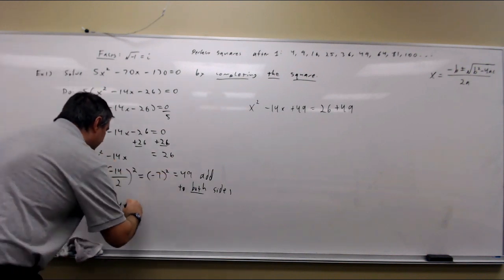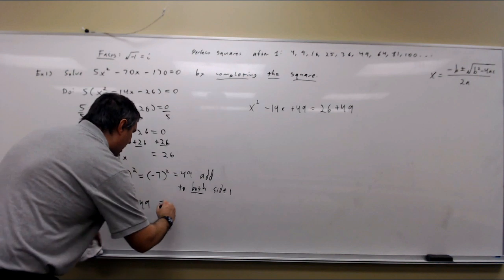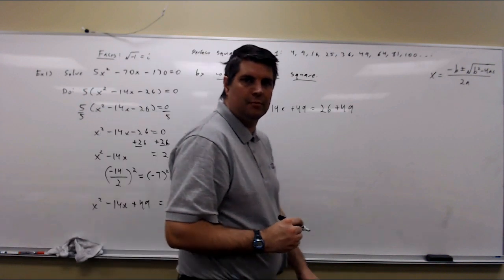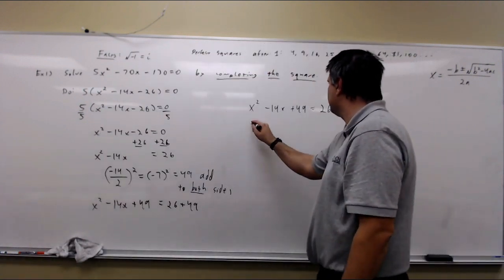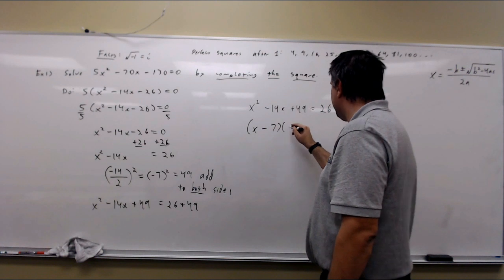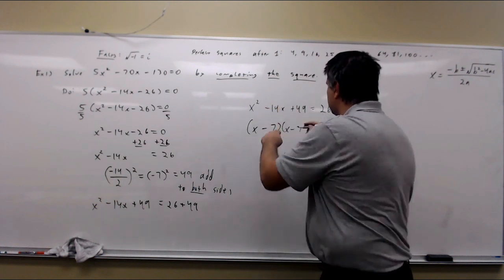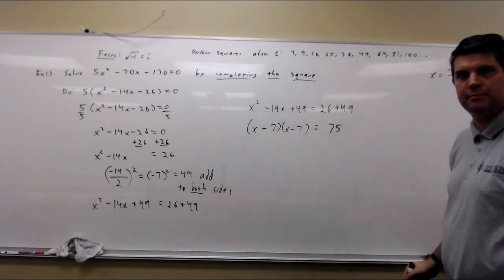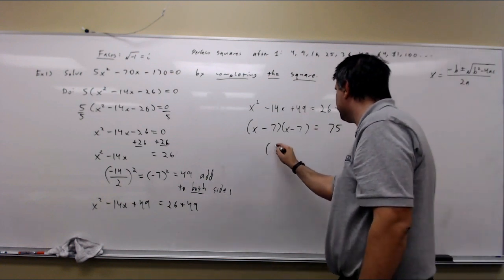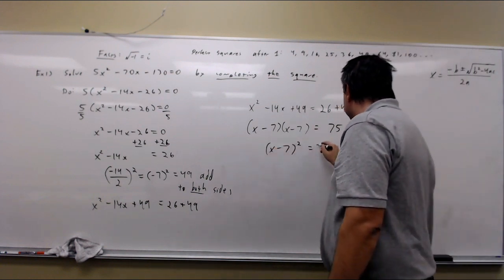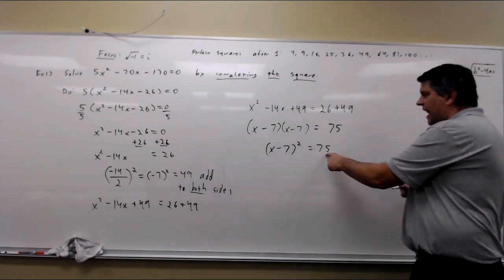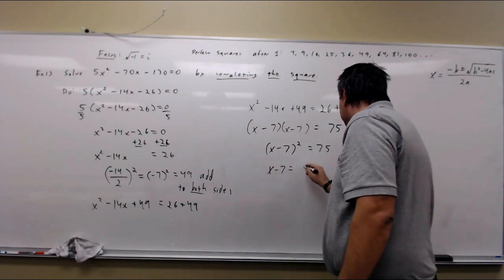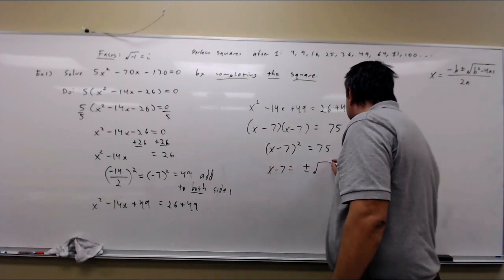Okay, add the 49 to both sides. Okay? So that's going to give me x minus 7 times x minus 7 equals 75. So that gives me x minus 7 squared is 75. Always reduce the radical before you do anything else. So x minus 7 equals plus or minus the square root of 75.